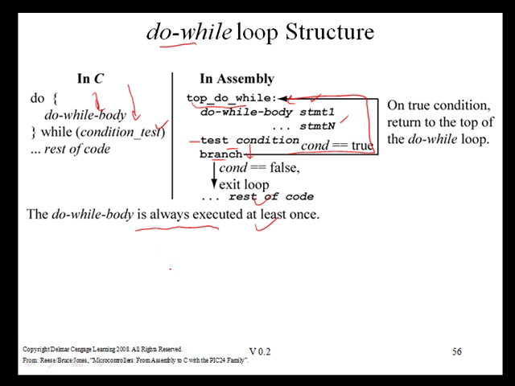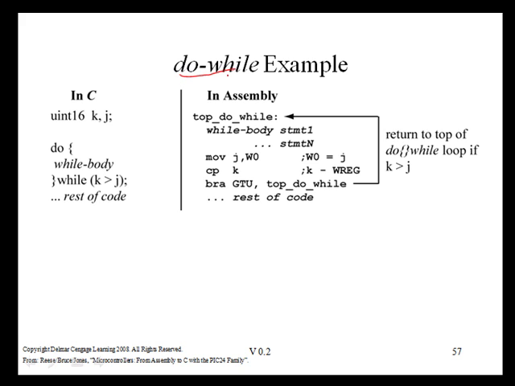You cannot write a while do loop in the same way as you do a do while. They are different loop structures. Here's an example of a do while loop. Here we're going to do the while body. The condition is going to be while k is greater than j, do this loop.